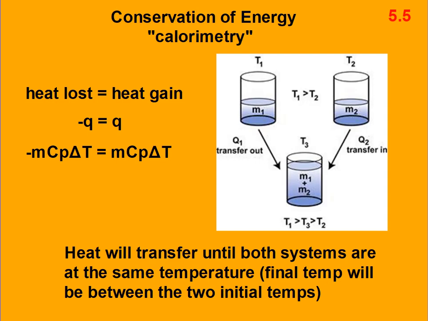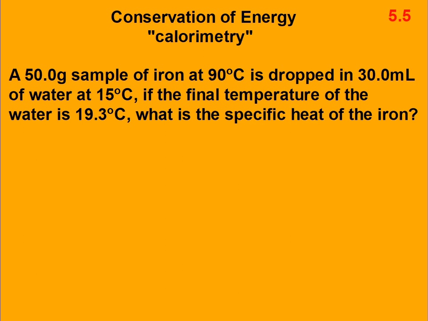Calorimetry is our law of conservation of energy. Energy can't be lost or gained. So negative Q equals Q, or negative MC delta T equals MC delta T. My final temperature is going to be somewhere in the middle of my two temperatures. So we know we're using calorimetry because we have two different substances. The substance starting at the higher temperature is going to get the negative sign. In this case, that's iron, because iron's starting at 90 while water's starting at 15.